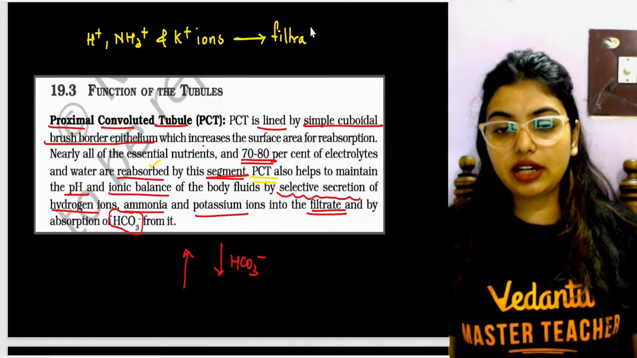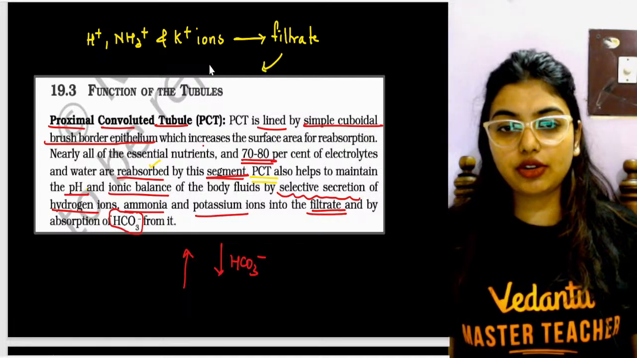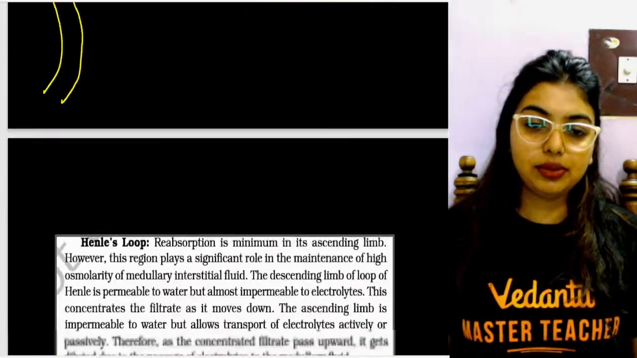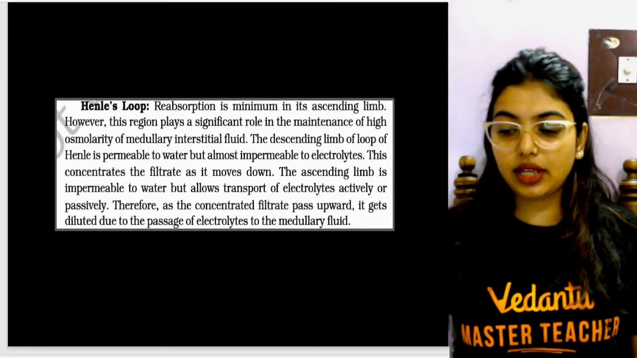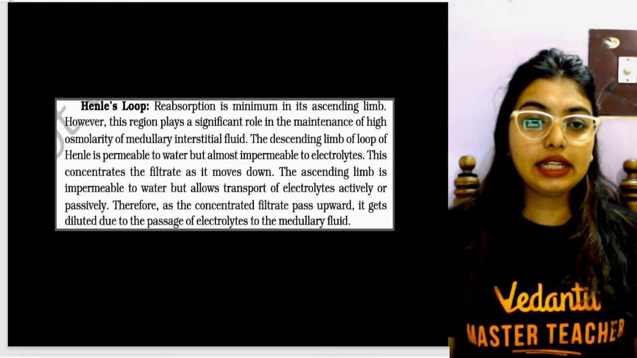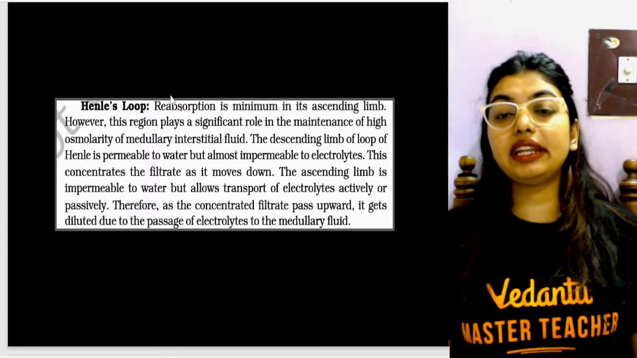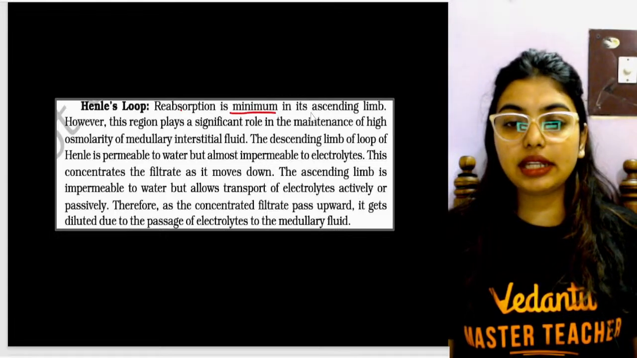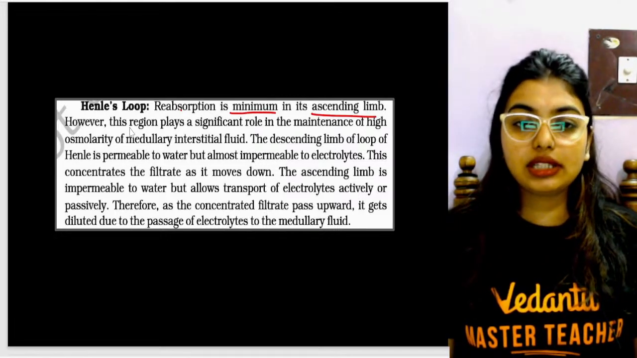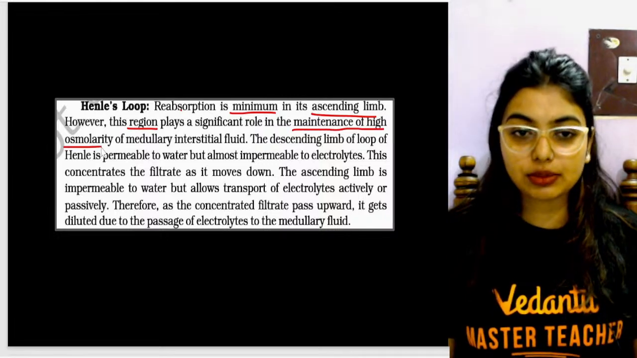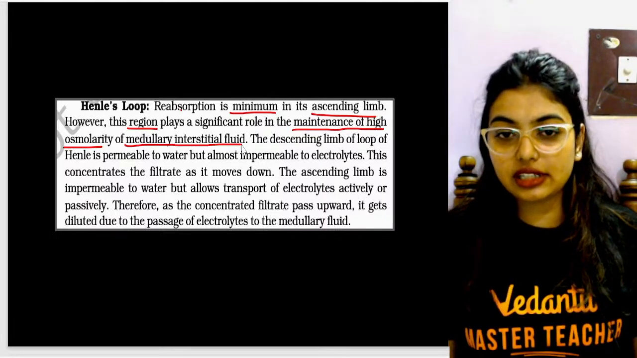And from the filtrate, what are you taking? From the filtrate, you are going to take HCO3 minus. Next tube is going to be Henle's tube. Henle's loop is very important for the maintenance of the concentration of the urine. So reabsorption is minimum in its ascending limb. However, this region plays a significant role in maintenance of high osmolarity of medullary interstitial fluid.